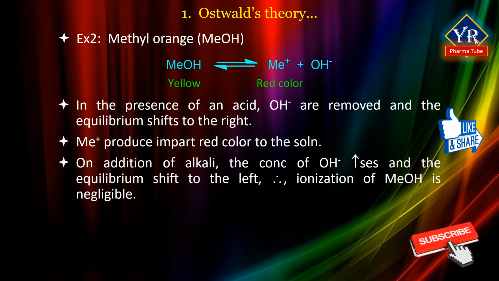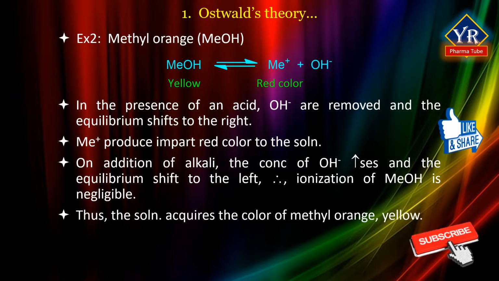On addition of alkali, the concentration of hydroxide ions increases in the solution and the equilibrium shifts to the left hand side, that is, the ionization of methyl orange is practically negligible. Thus, the solution acquires the color of unionized methyl orange molecules, that is yellow.